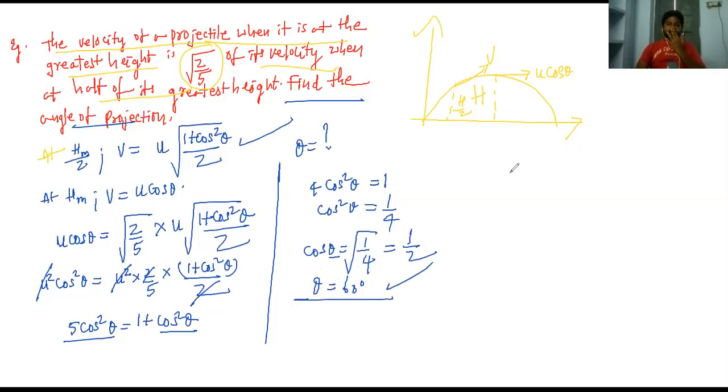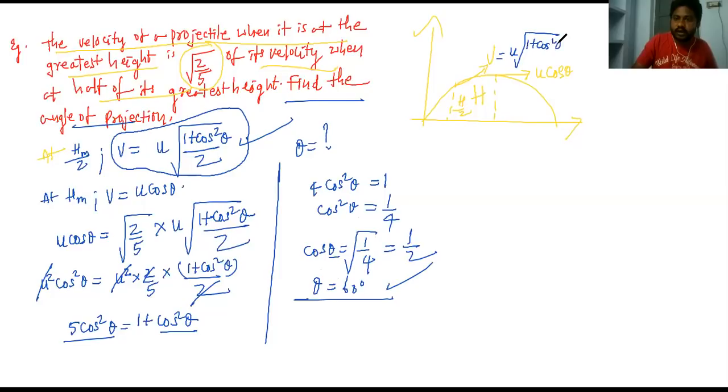Alright. In this way, numericals will be asked here. One and only important thing you should remember is this, right? Velocity of a projectile at half of the maximum height is equal to u into square root of (1 plus cos square theta) divided by 2. Clear? Great. Let's see one more numerical for your better understanding.